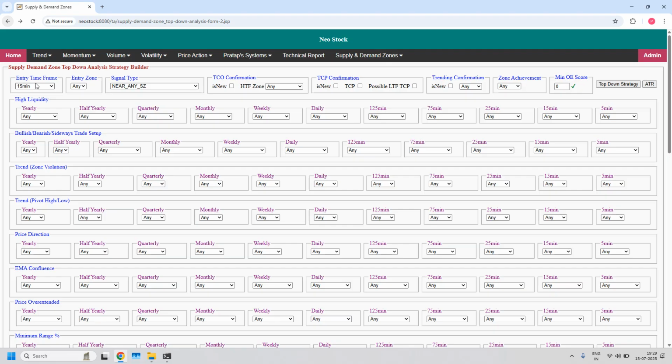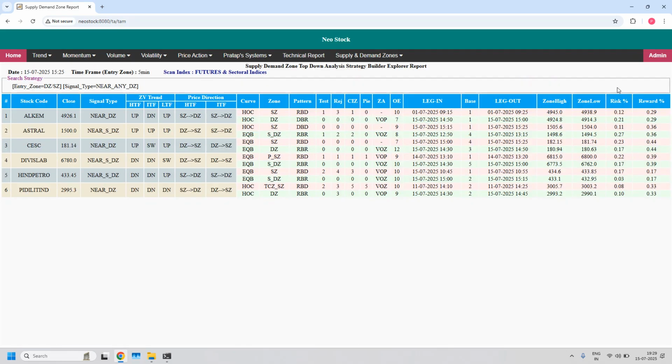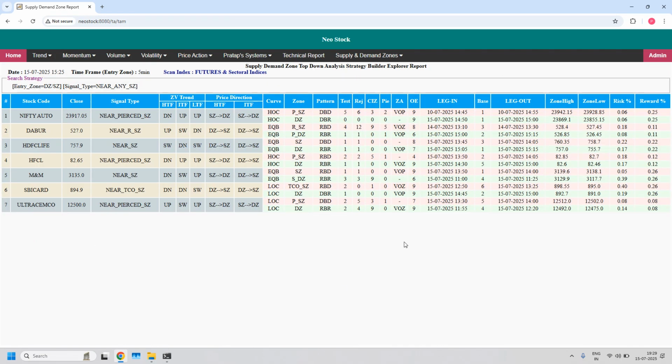Next time frame is 5 minutes. Stocks near to the 5 minutes demand zone, we got 6 stocks. Next, stocks near to the 5 minute supply zone, we got 7 stocks. So this is about generation of finding the stocks near demand and supply zones.